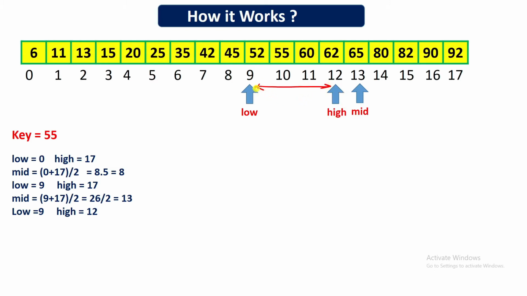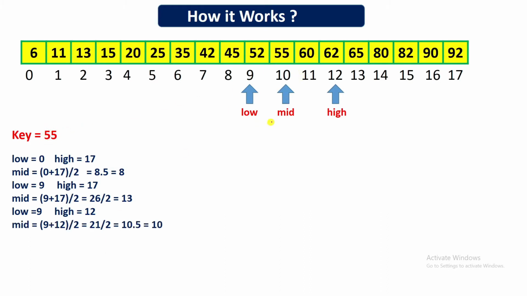Now you again find the midpoint. So the midpoint of 9 and 12 will be 10. So this is the new midpoint. Now you check whether your 55 is equal to this 55, that is the 10th element. You will say yes. So that means your key is present, 55 is present.